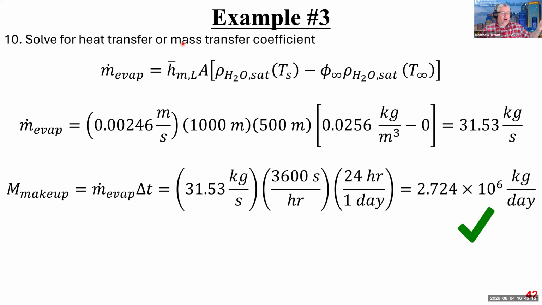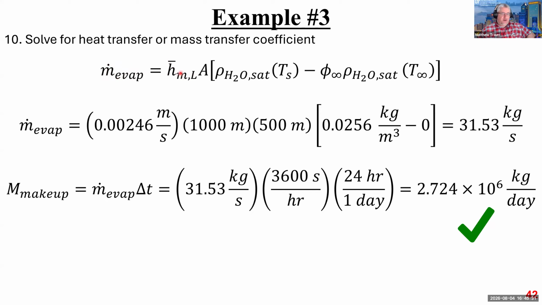So I'm going to solve for the mass transfer coefficient, which I actually did in the previous slide. And then I'm going to solve for the rate of water evaporation. So here's the equation, right? It mirrors Newton's law of cooling. The rate of evaporation, so mass per time, is equal to that average mass transfer coefficient times the total exposed area multiplied by the species concentration of water at the surface of the water, right?